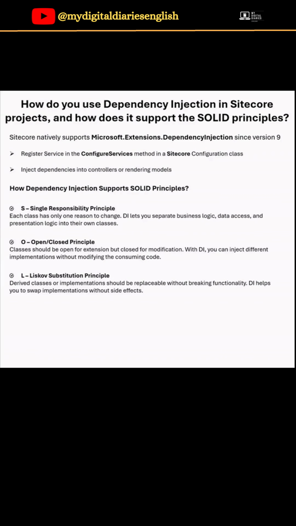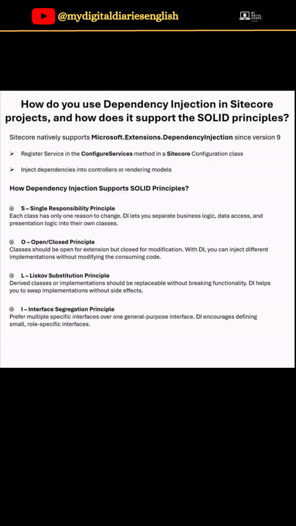Then you have the Liskov substitution principle. What does it tell? Derived classes or implementations should be replaceable without breaking the functionality. So when you are using derived classes or any implementation, you should be able to replace them easily. DI helps you to swap the implementation. Just as I gave an example, that also gets implemented, the L part.